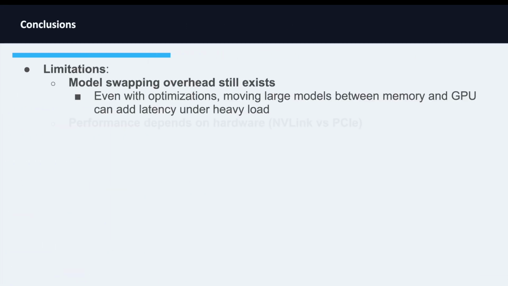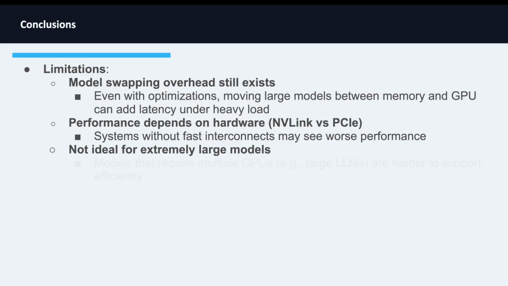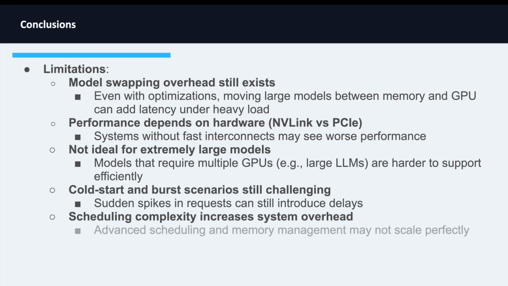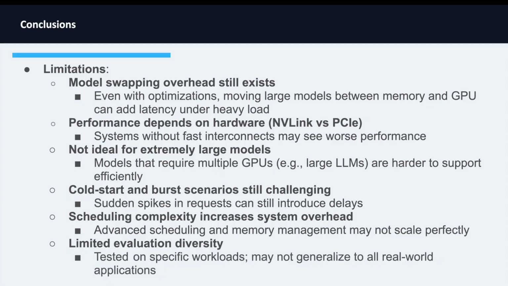So now we go into the limitations. The most honest one is model swapping overhead. Even with all the optimizations, pipeline swapping, NVLink, pinned memory, moving large models between host and GPU under heavy load still adds latency. The paper shows that BERT style models experience more overhead than CNN models like ResNet, so near native latency isn't uniformly true across all model types.